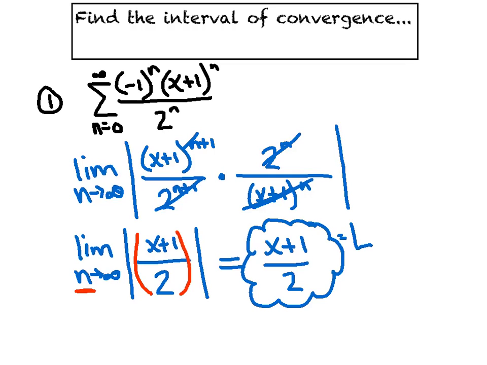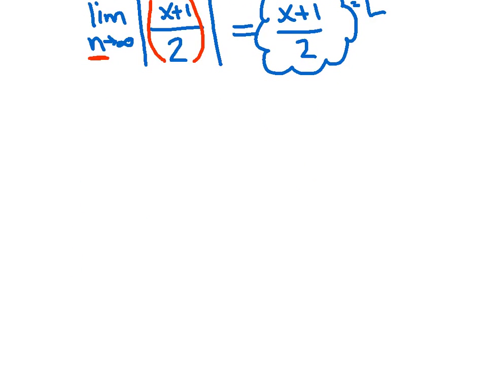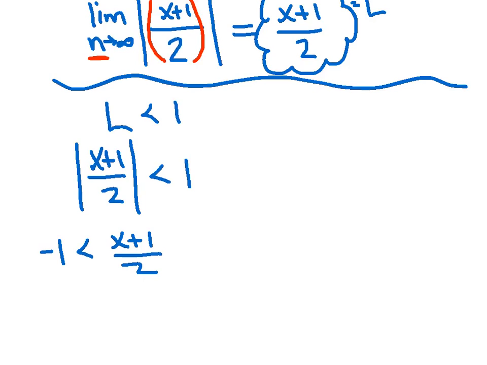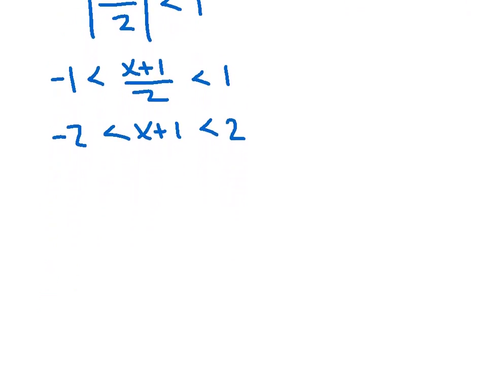Now, in order for this series to converge, okay, we said just moments ago that we wanted L to be less than 1. And so I'm going to say, well, my |x plus 1| over 2, we'll throw those absolute values in there, has to be less than 1. In other words, -1 is less than x plus 1 over 2, less than 1. We're going to multiply everybody by 2. And then the last thing I'm going to do is subtract 1 from everything. And we got -3 is less than x, which is less than 1.